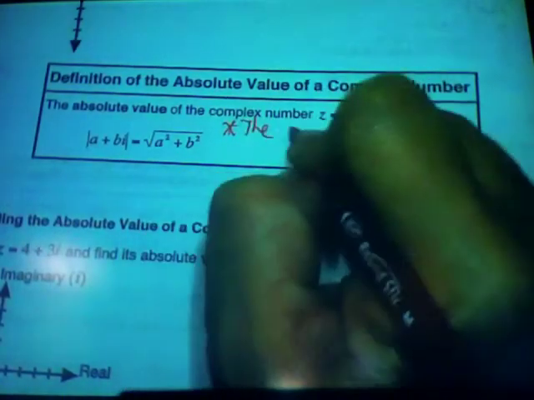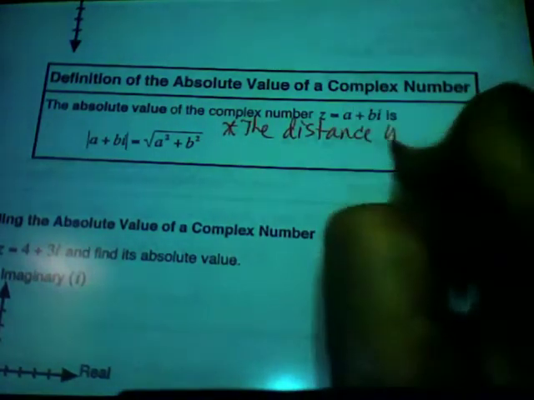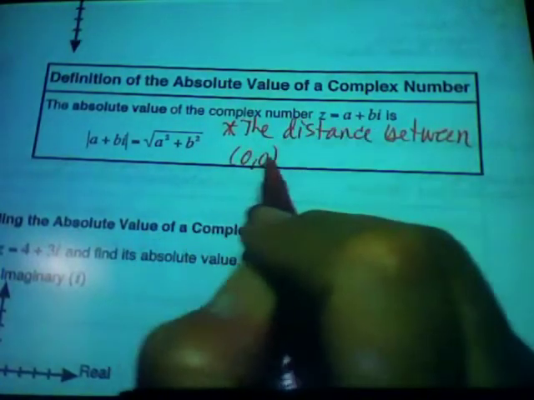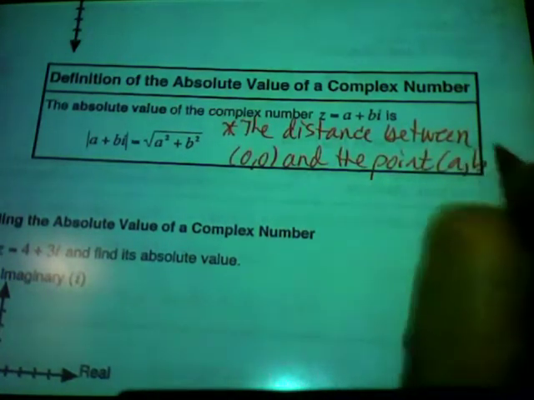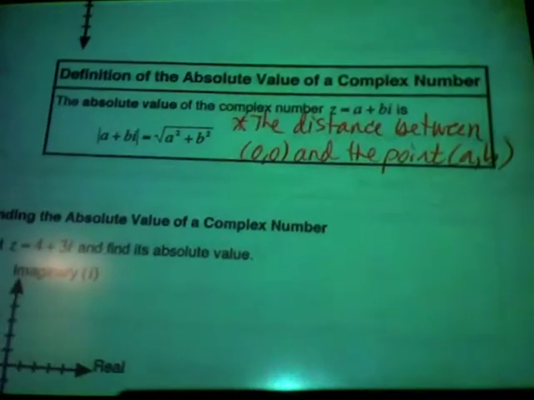So you might want to write yourself a little note that this is the distance between (0, 0) and the point (a, b). So look at example 1.